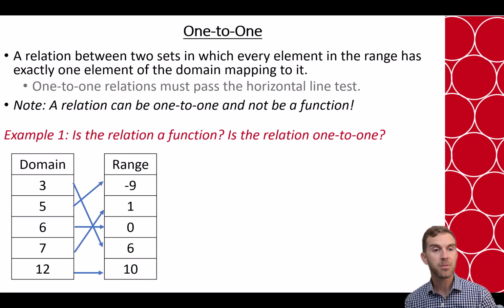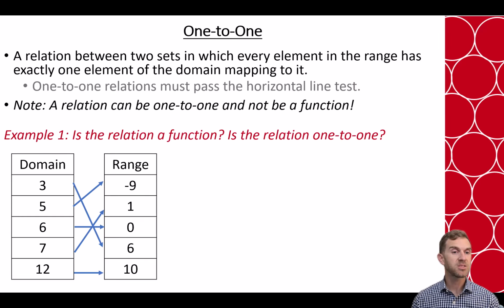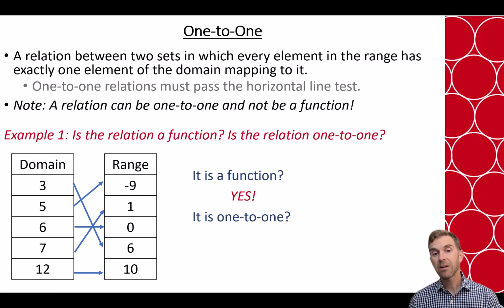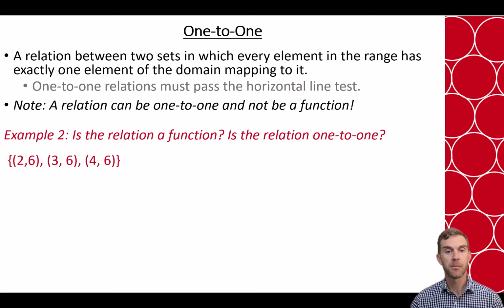Here we have a mapping of the domain to the range, and we have elements in the domain mapping to elements in the range. And we want to know, is this a function? Well, we look at the domain. Every value in the domain is used exactly one time, therefore it is a function. When we look at the idea of one-to-one, every element in the range has exactly one mapping to it from the domain, so yes, this is a one-to-one function, or a one-to-one relation.